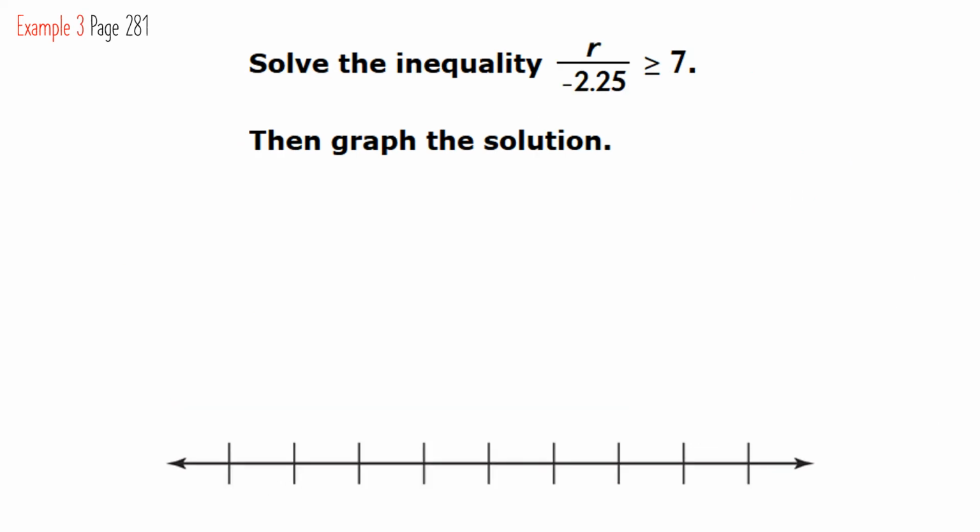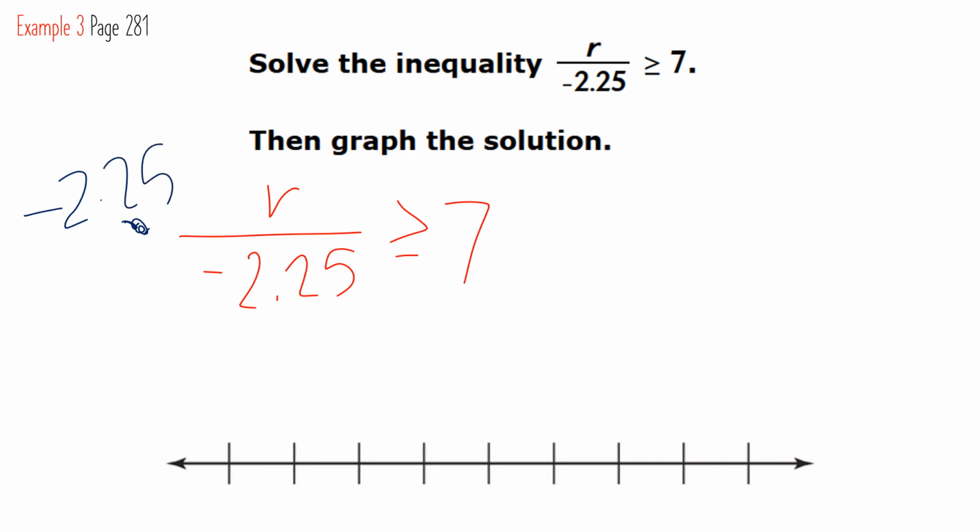Okay, and final example 3. Solve the inequality r divided by negative 2.25 is greater than or equal to 7. So remember, this looks like a fraction. A fraction is just division. This means r divided by negative 2.25. What's the opposite of division? Multiplication. So we're going to multiply both sides by negative 2.25. That undoes our division here, so we have r.